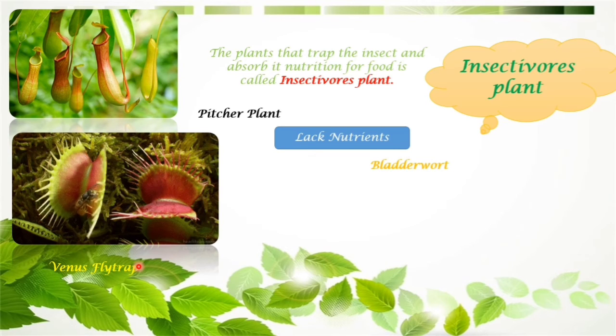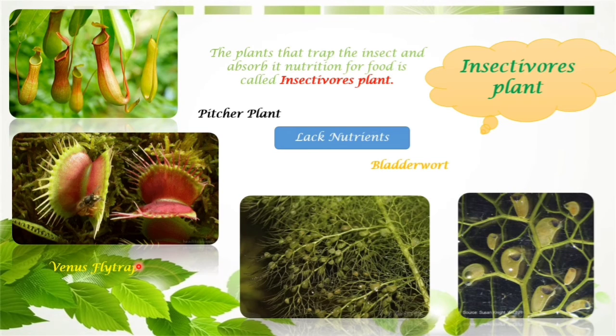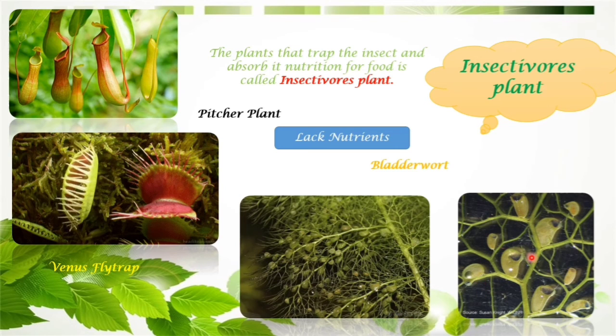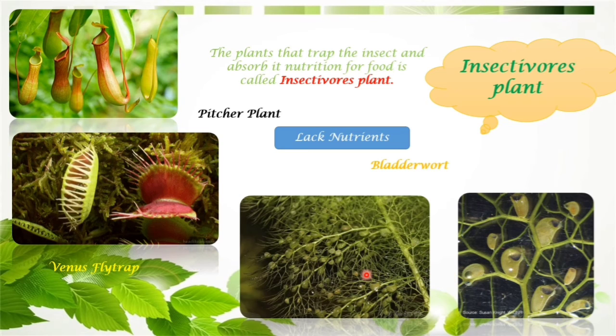And some other examples are bladderwort, which is also called utricularia. Okay, so here it just looks like a bladder. See, bladder-like structures. So that is the reason it is called bladderwort. All right, you understood about insectivorous plants.